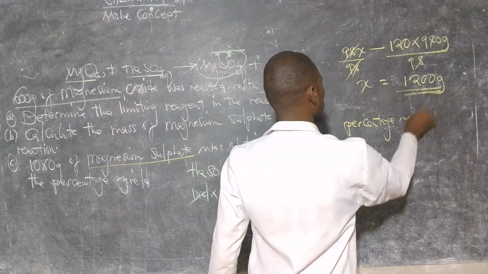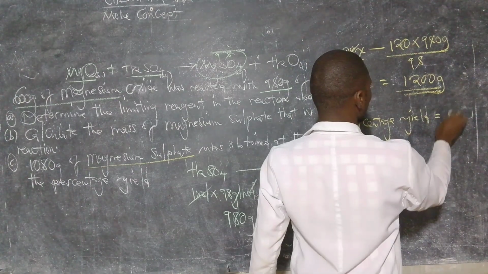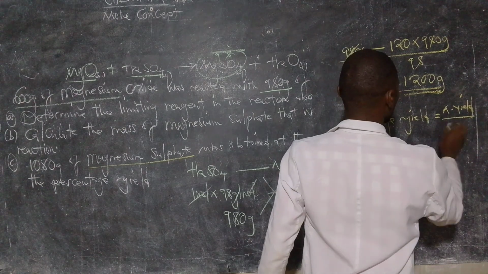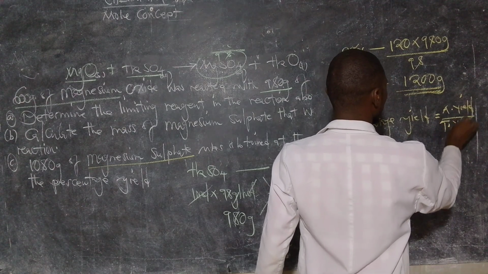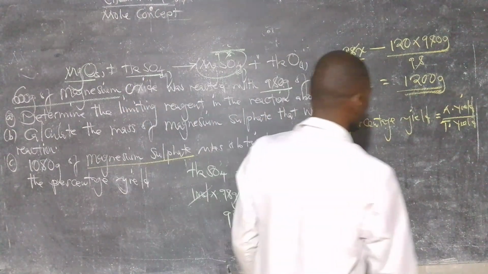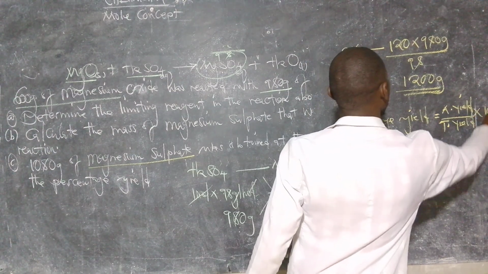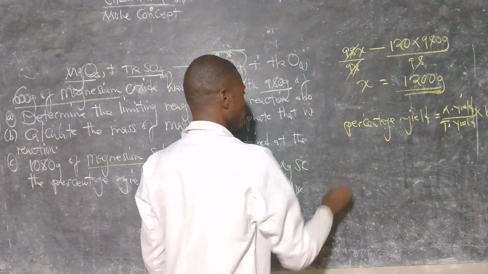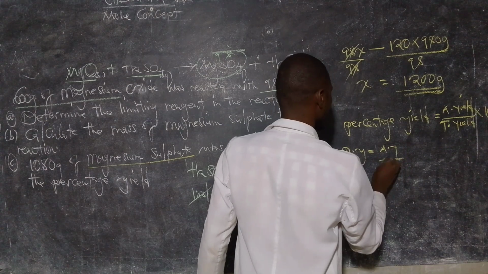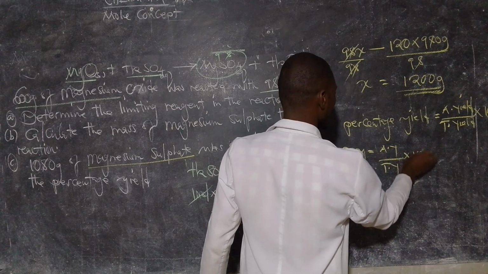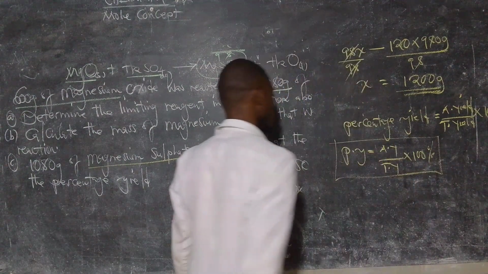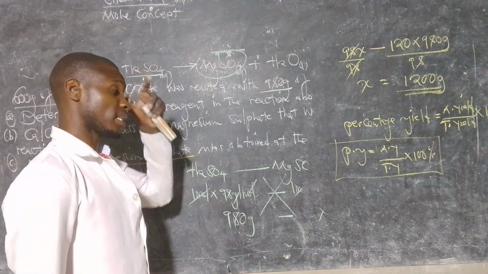So we understand that percentage yield is equal to what? Actual yield over theoretical yield, then you multiply by 100%. Therefore, percentage yield is equal to actual yield over theoretical yield, multiplied by 100%. So this is the formula which we use whenever we are calculating percentage yield.